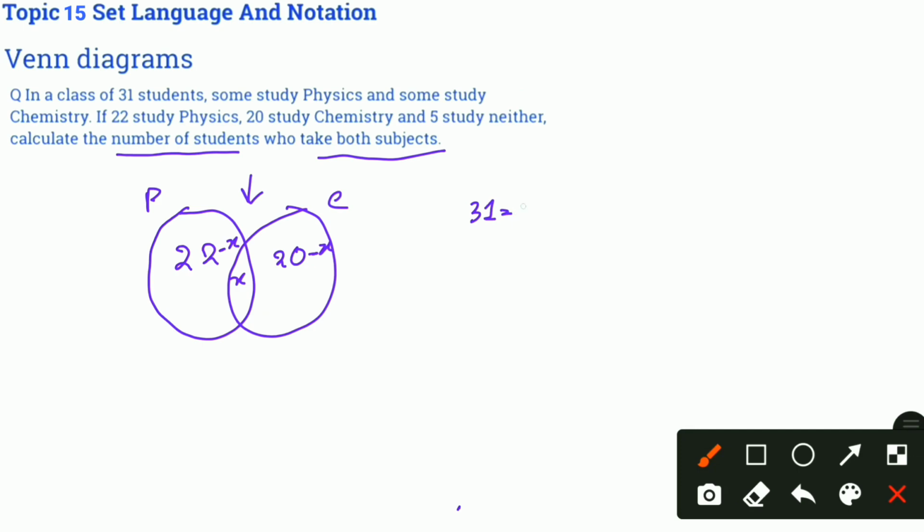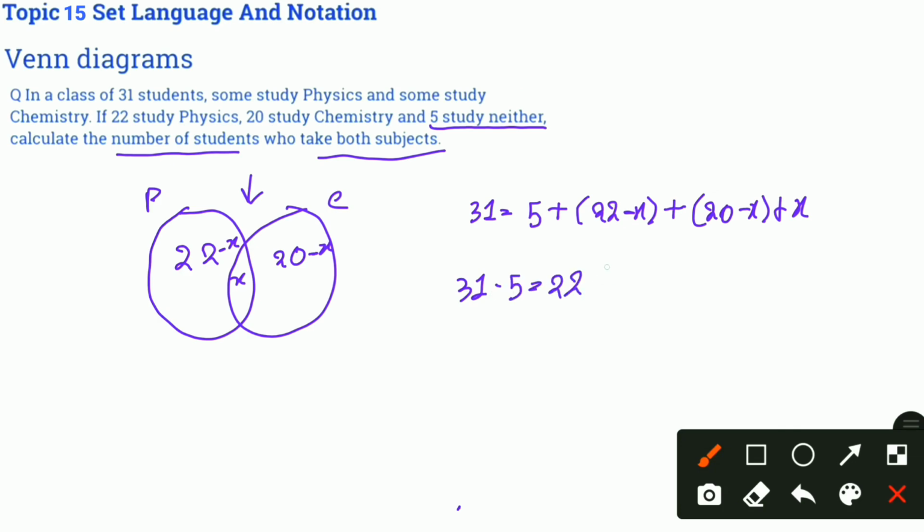There are a total of 31 students. 5 students study neither, plus the students taking physics only, the students taking chemistry only, and the students taking both subjects. So 31 minus 5 equals 22 minus x plus 20 minus x plus x; the x terms combine. 31 minus 5 is 26. 22 plus 20 minus x, and using a calculator, the value is 16.